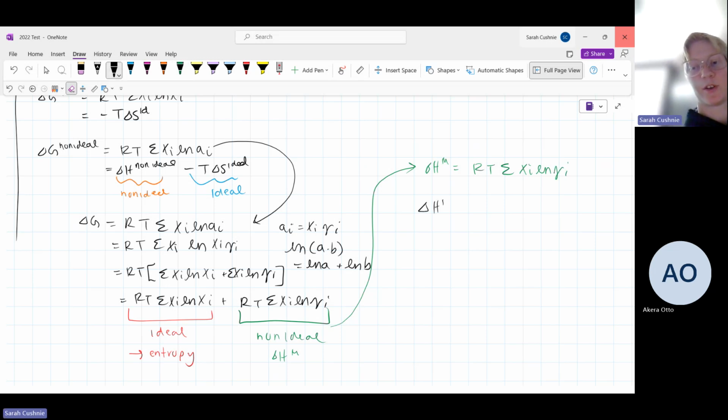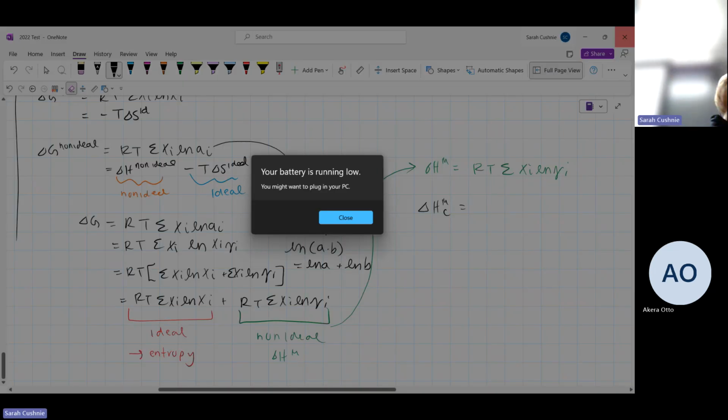So if we want to find, I'm going to switch to a black pen. If we want to find delta H of mixing for C, that would be, oh, my battery's running low. Are there any plugs nearby? I feel like, oh, is there one right behind me? That's so ridiculous.